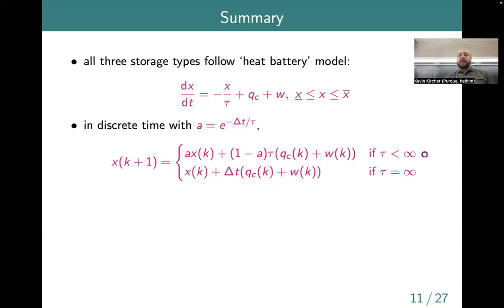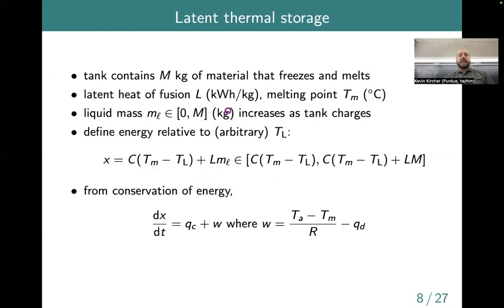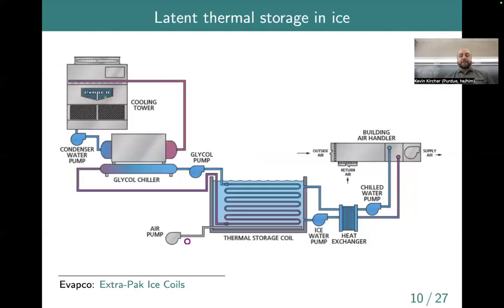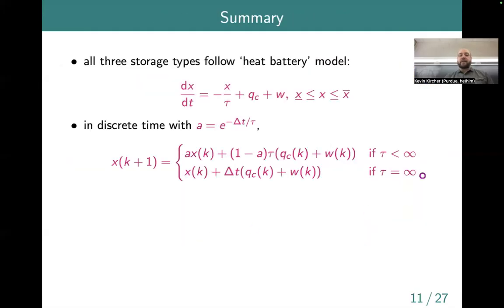For two of the three models, the lumped sensible and the stratified sensible, we have finite time constants. This thing tau that we divide by is a number, not infinity. But for the latent model, there is no minus x over RC term that shows up here, because the heat transfer through the boundary of the storage system is not really dependent on how much of our material is melted versus solid. So there's basically no x over tau term up here, and we don't get the A term here. We just have a very simple formula involving the time step.